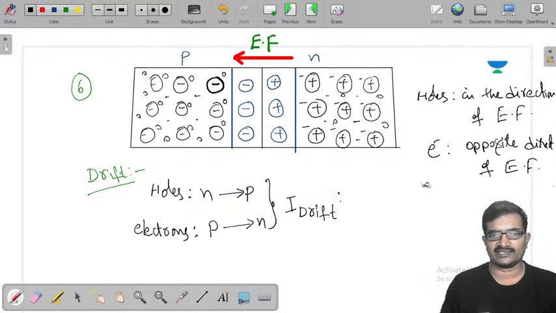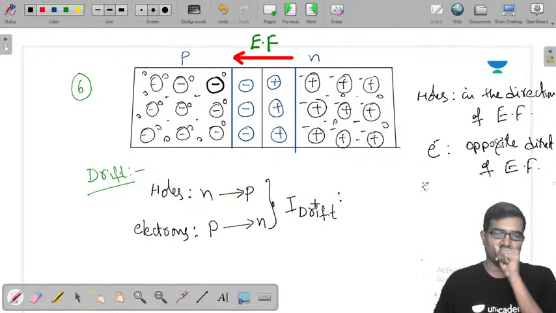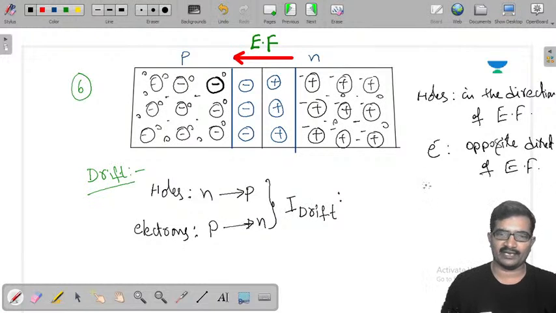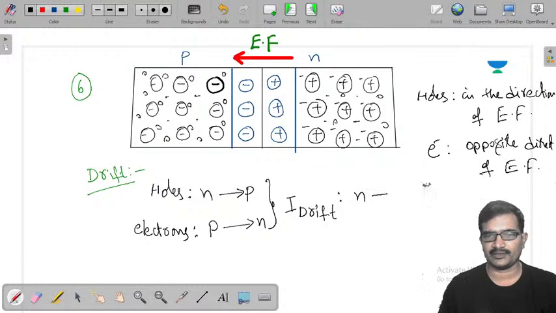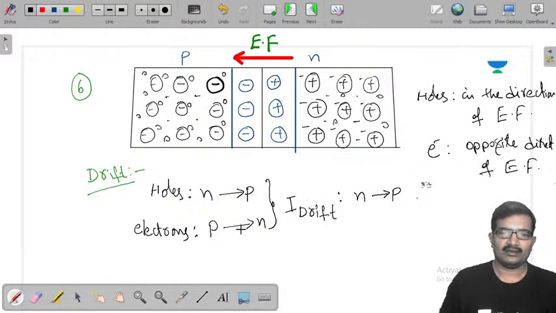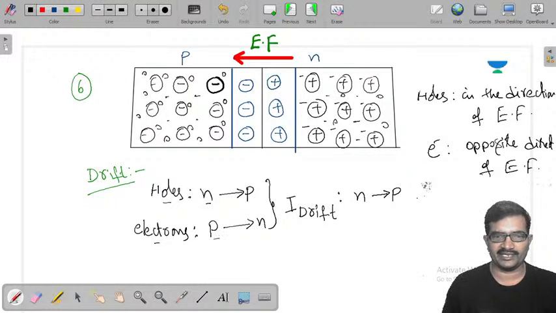Now the direction of this drift current: electrons are moving from P to N, so automatically the current is from N to P. And one more thing, holes in the N region and electrons in the P region are the minority charge carriers. Therefore this current is minority carrier current.